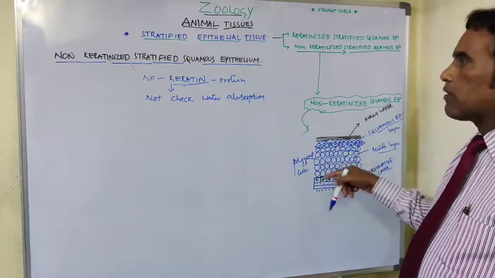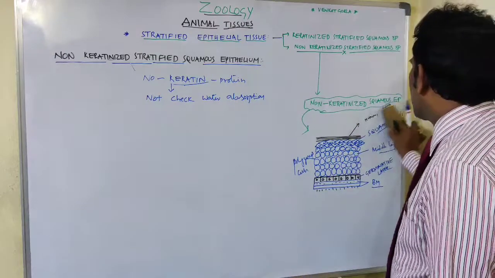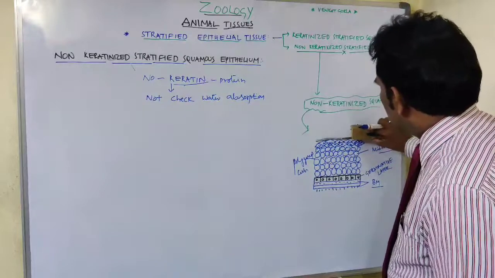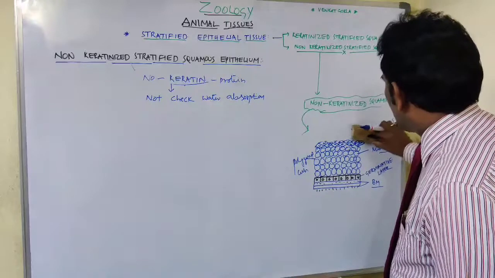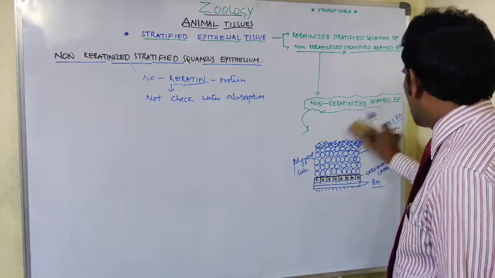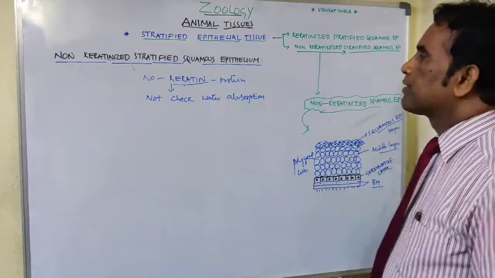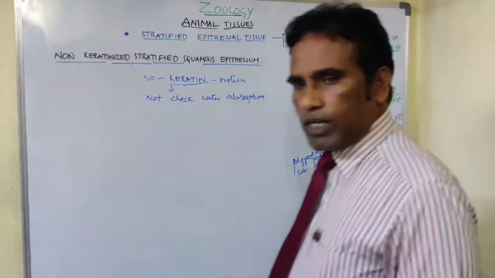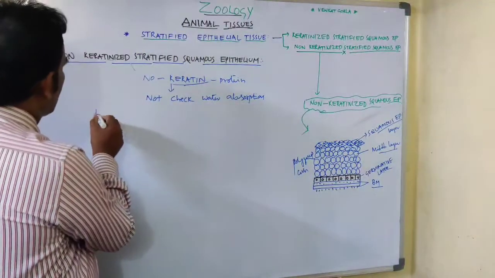Above, the superficial layer has flat-shaped cells with a nucleus, which we can call squamous epithelium. On this, the horny layer will not be present. Because it is non-keratinized, the horny layer is not formed. So that is called non-keratinized squamous epithelium.